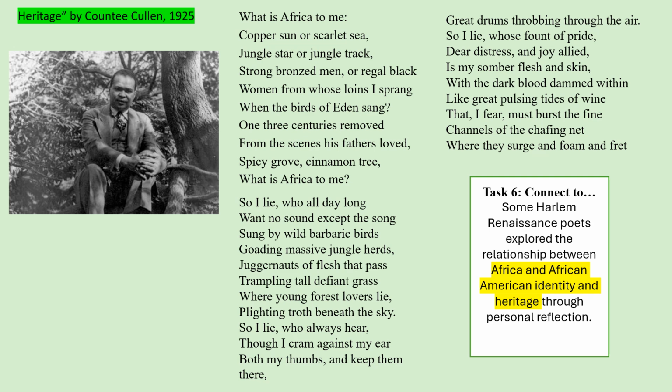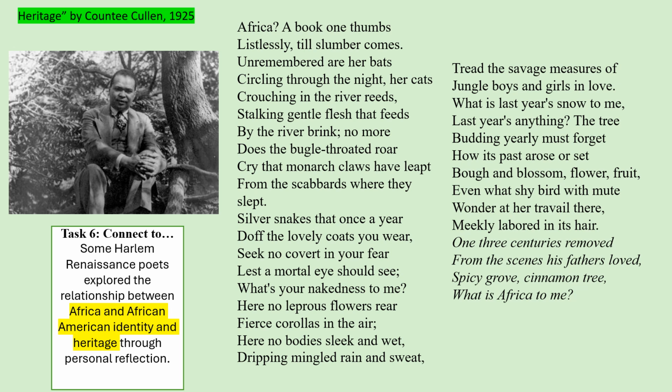Heritage, Task 6. You want to explore the relationship between Africa and African American identity. And what you want to look for as you're analyzing this particular poem here is how Countee Cullen is making a connection with regard to Africa. And he keeps asking this question, what is Africa to me? It's the same task for Task 6. What is Africa to me?